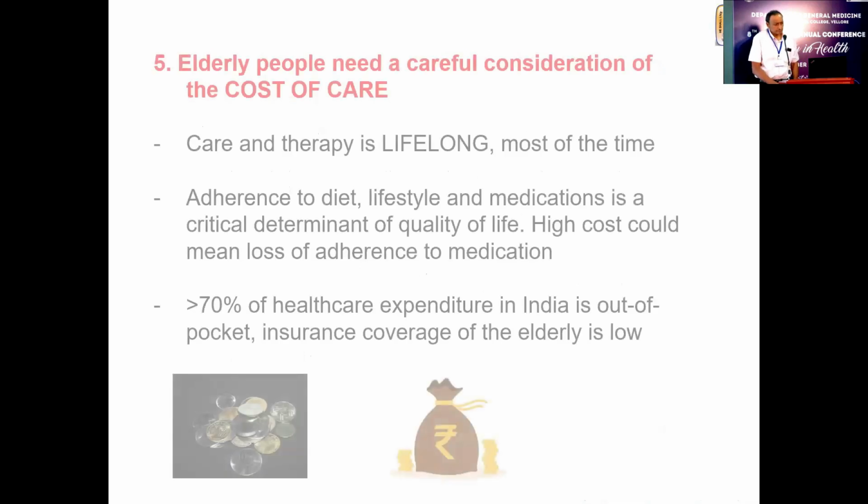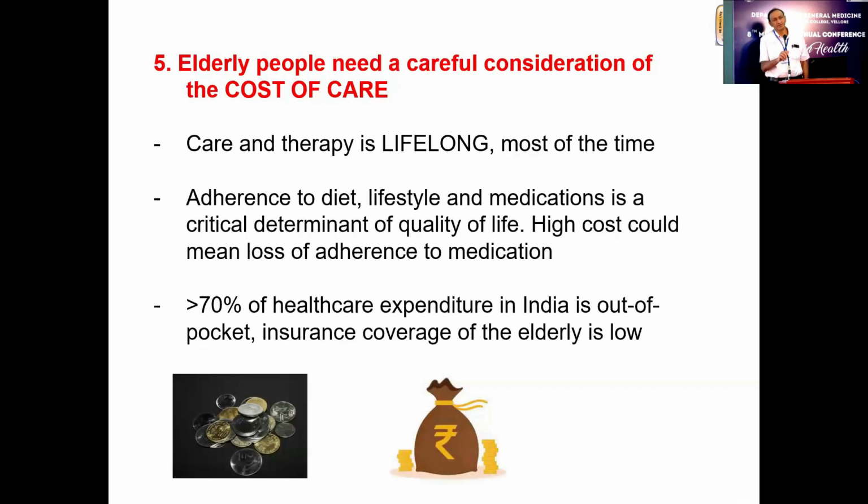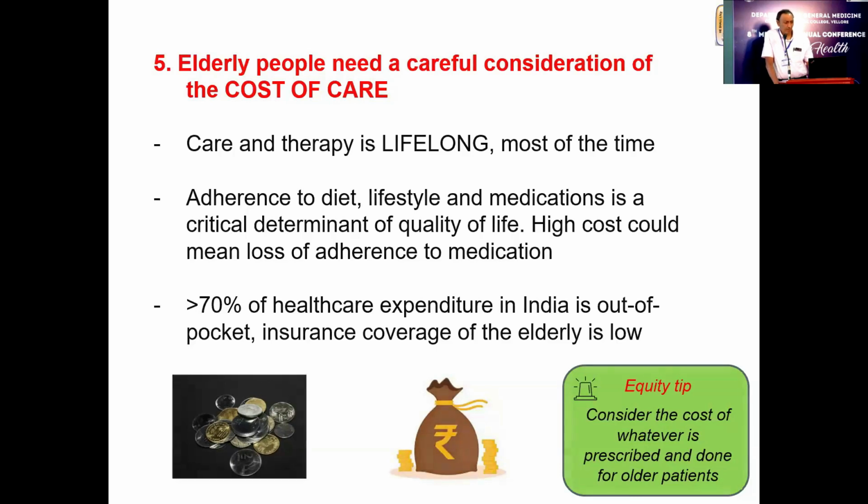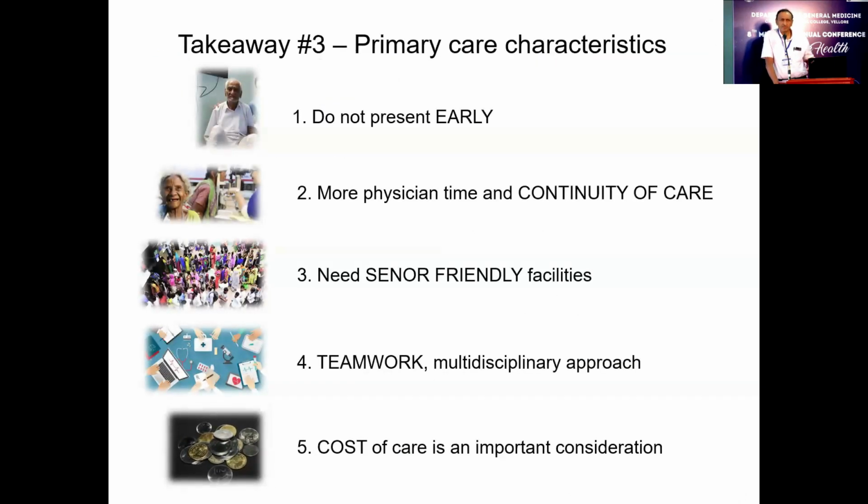And fifth, elderly people need a careful consideration of the cost of care. Anybody needs a careful consideration of the cost of care. But for an older person, it is particularly important because most diseases require lifelong treatment, require long terms of follow-up and continuity of care. So I'm not repeating some of these things because we've just heard them in the previous lecture. So again, the takeaways from this, we must remember that older people do not present early. They require more time, more continuity. They need senior-friendly facilities. We need a multidisciplinary approach, and cost of care is a very important consideration.